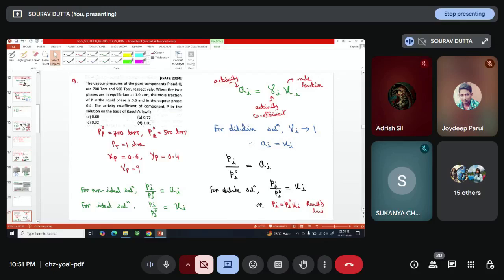So this formula Pi by P naught equals xi is only for a dilute solution. Raoult's law means ideal solution, so I can summarize this in such a way. For ideal solution, that is for dilute solution, we can write Pi by Pi naught equals xi. But if the solution is non-ideal, then we can write Pi by Pi naught equals activity. So for an ideal solution we use mole fraction, and for a non-ideal solution we use activity, and activity equals activity coefficient into mole fraction.